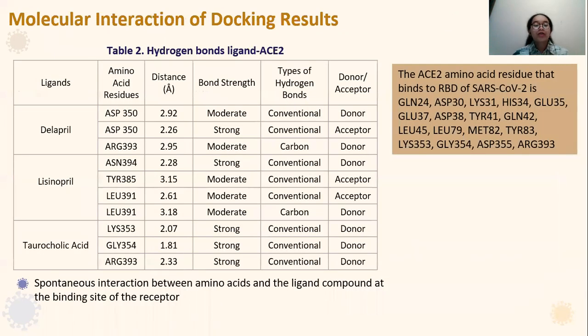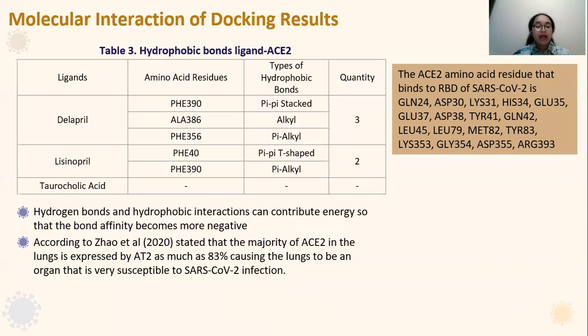However, based on the molecular interactions that occur, the TA compound forms hydrogen bonds with two ACE2 amino acid residues, namely lysine 353 and arginine 393. This result indicates that there is spontaneous bond between the amino acids and the ligand compound on the binding sites of the receptor. The TA compound did not form hydrophobic interactions with ACE2.